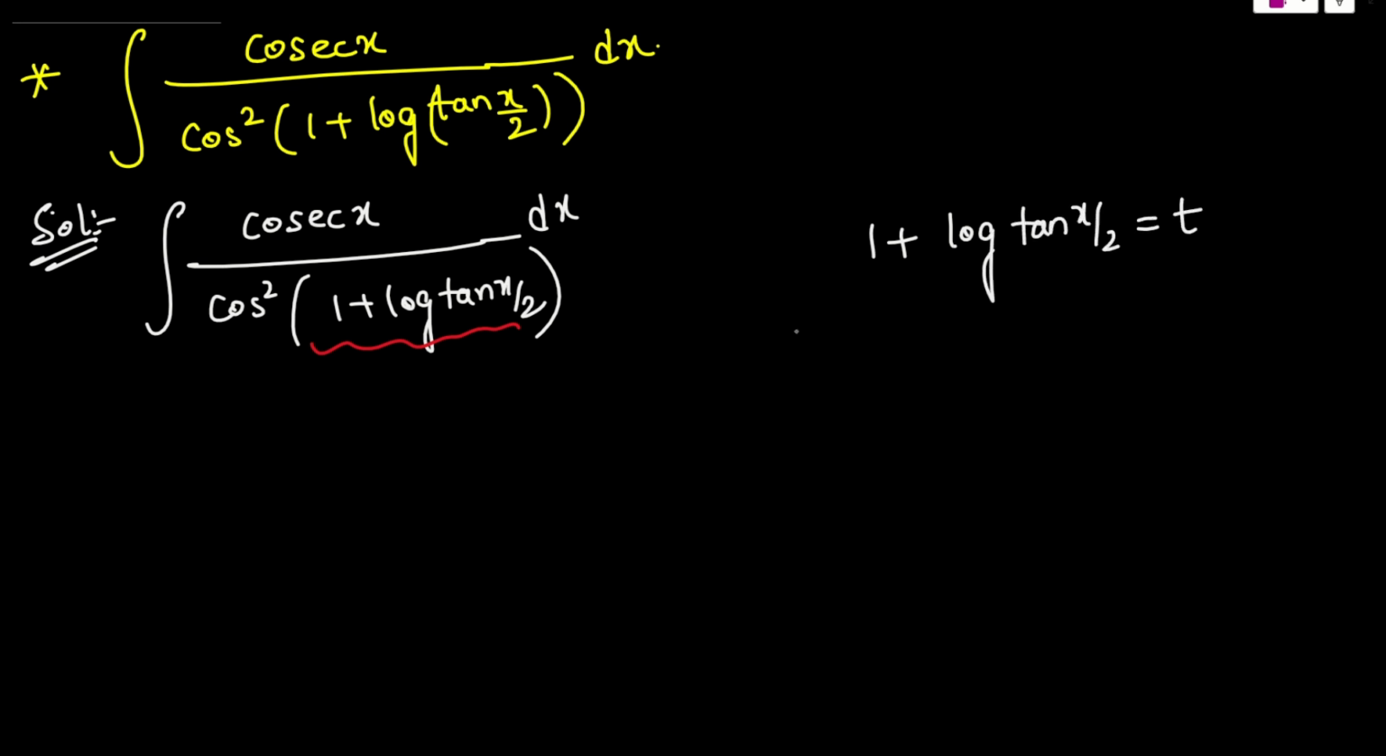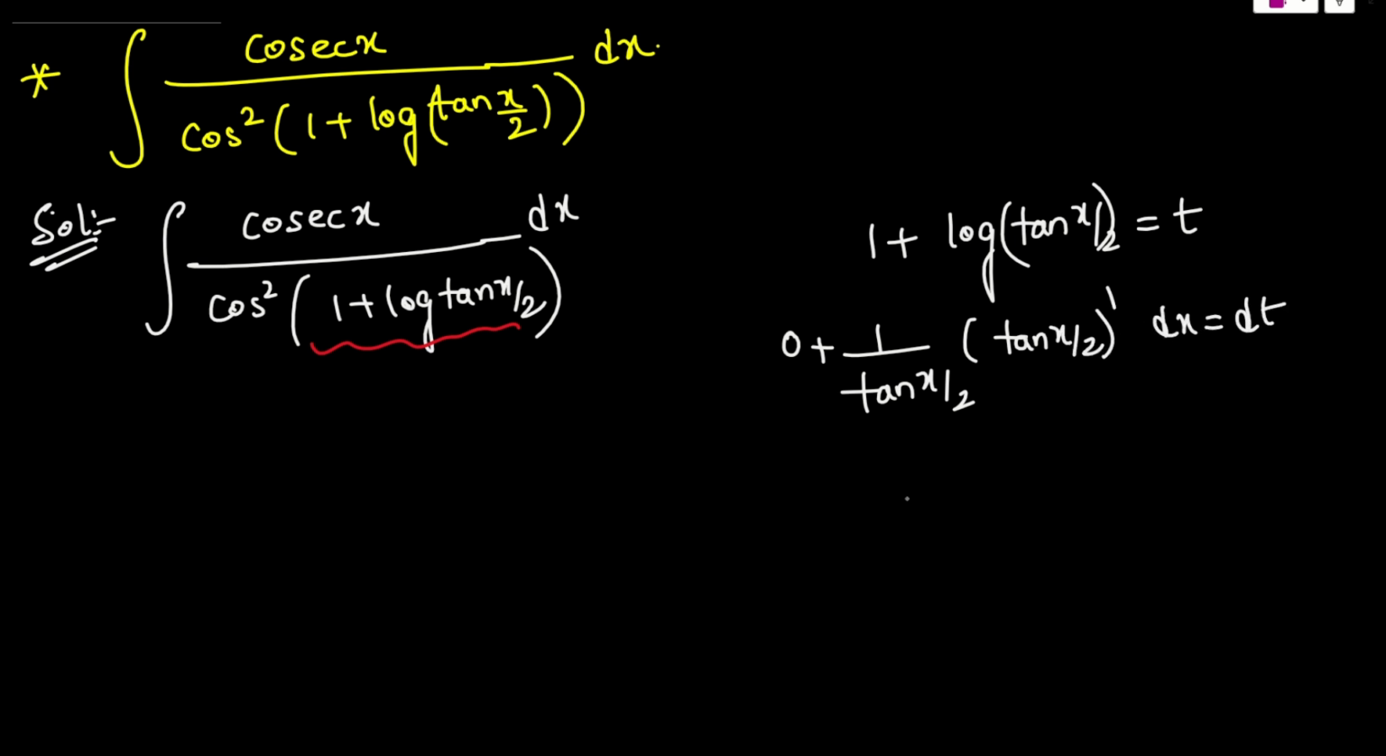We know that the derivative of 1 will be 0 plus, what is the log x derivative? 1 by x. So 1 by x is this whole thing. I will write the whole thing, which is tan x by 2, and again I'll apply the derivative for that with respect to x.